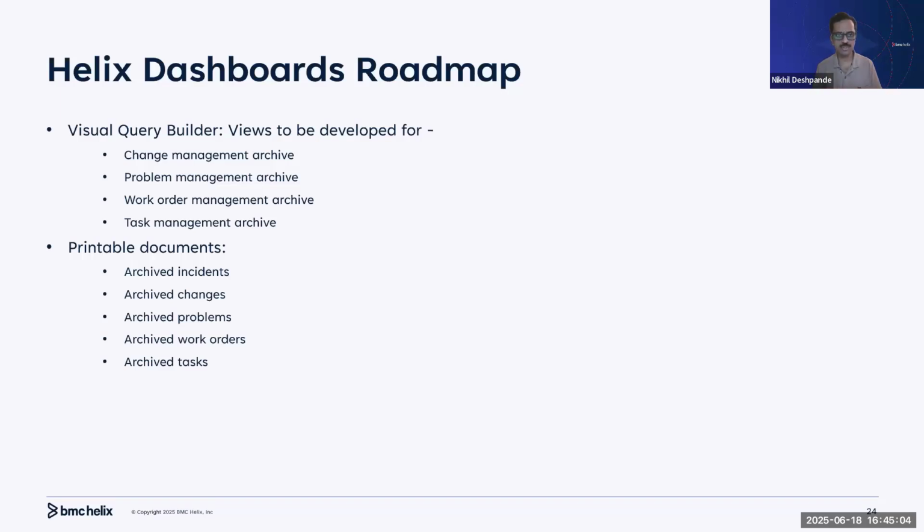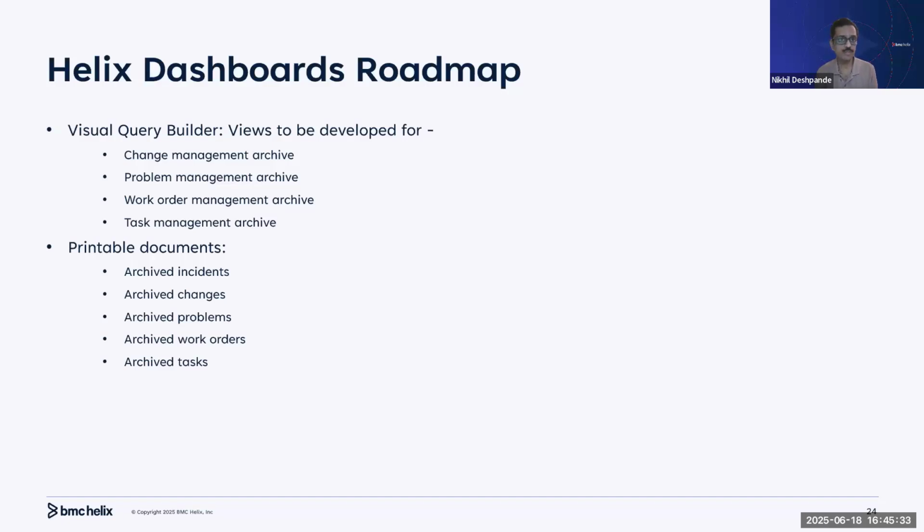Kshitija just showed us a demo of one. We'll do that for all of the ticket types: incidents, problems, changes, tasks, and work orders. This is something we plan to do hopefully within the next one release, possibly 25.3. It's quite possible that we may not be able to deliver some of these in 25.3. In that case, they will come in the following release, 25.4.